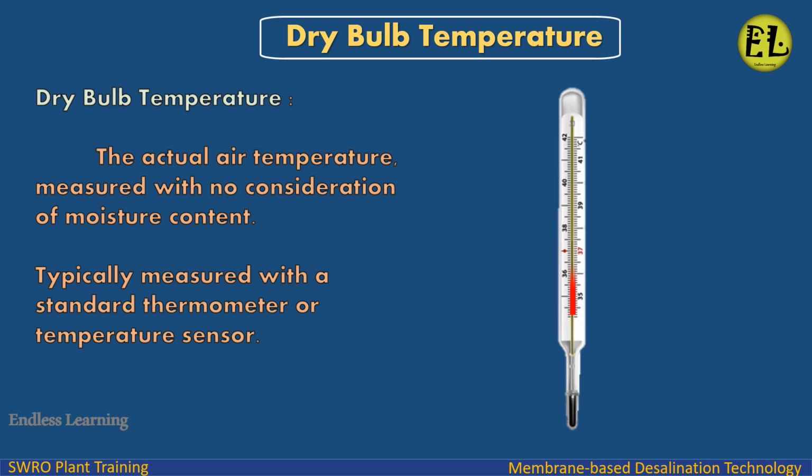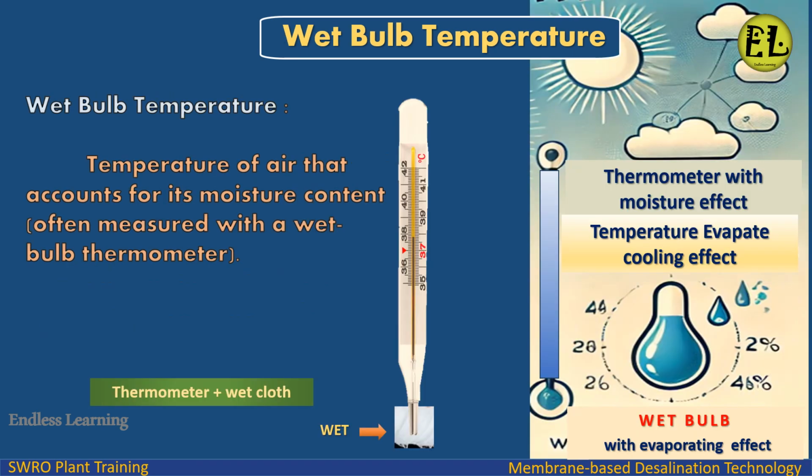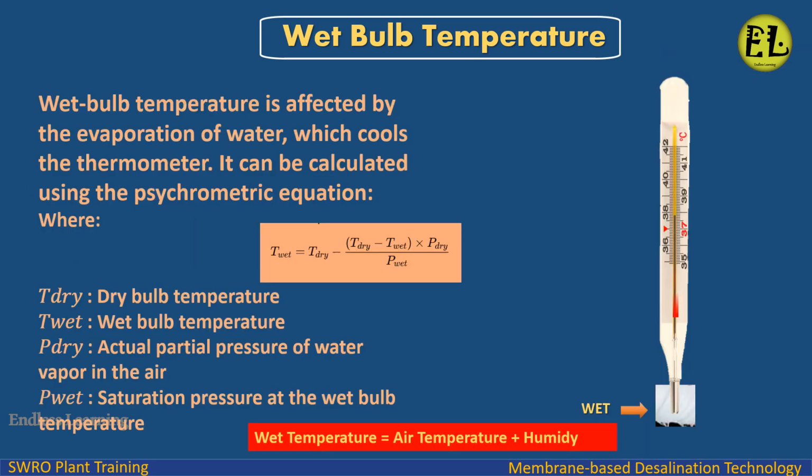Dry bulb temperature is the actual air temperature, measured with no consideration of moisture content, typically measured with a standard thermometer or temperature sensor. Wet bulb temperature is the temperature of air that accounts for its moisture content, often measured with a wet bulb thermometer. Wet bulb temperature is affected by the evaporation of water, which cools the thermometer.